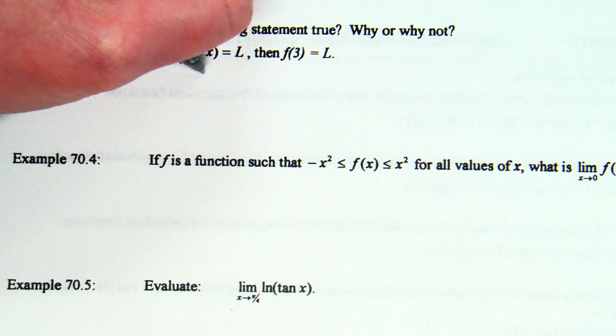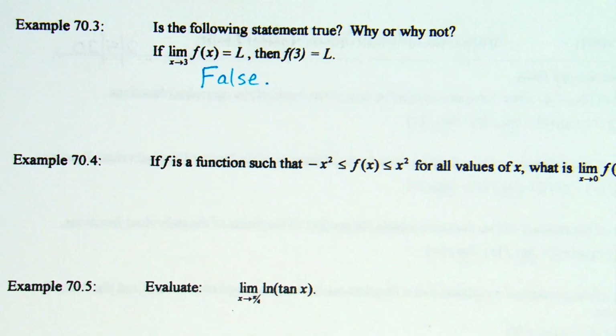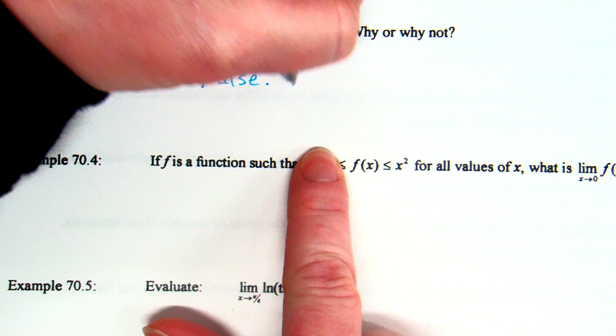Is the following statement true? False. I'm going to write a similar explanation to last time. f of x approaches L as x approaches 3, but the function does not have to equal L when x equals 3. So I'm just putting it into words.